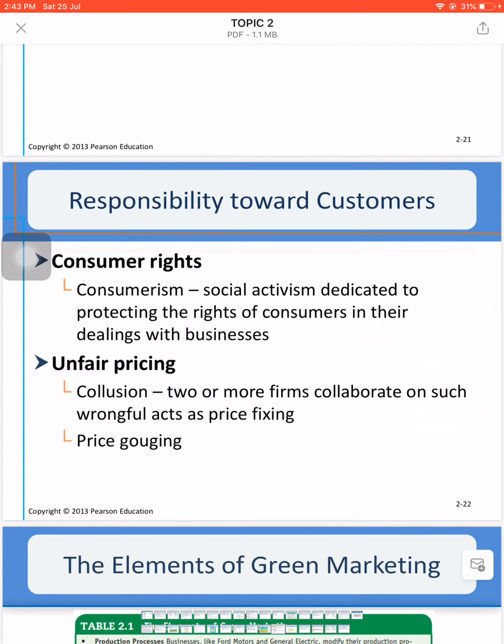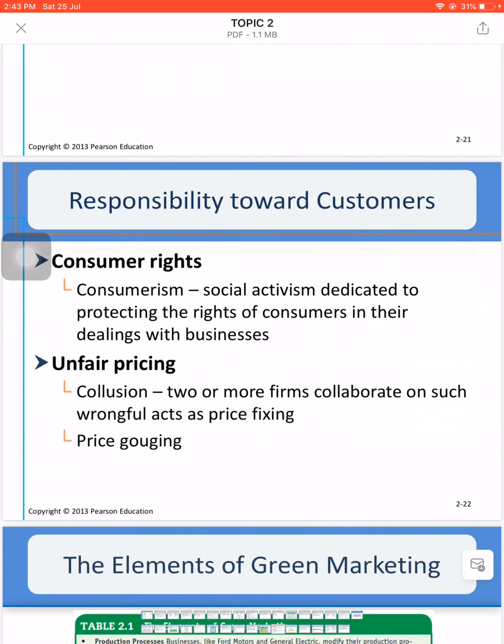And unfair pricing. Unfair pricing pula is collusion. This is when two or more firms collaborate on such a wrongful act as price fixing. Okay, collusion ni macam you bersubahat lah, bersubahat in between you and your supplier ke, by fixing the price. Price gouging occurs when firms respond to increased demand with a steep price increase.